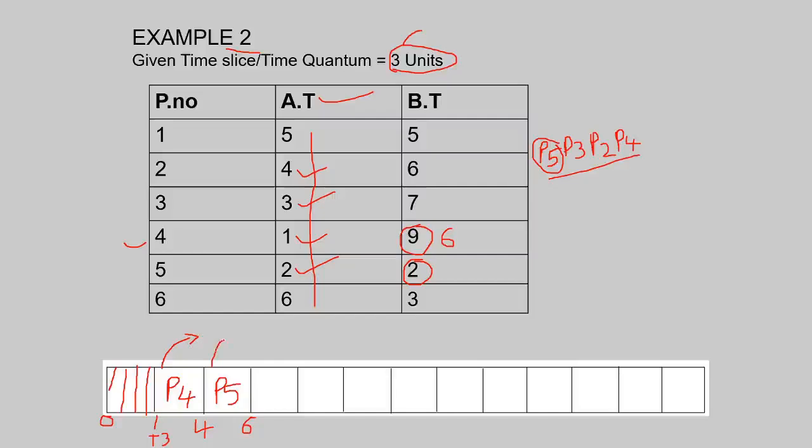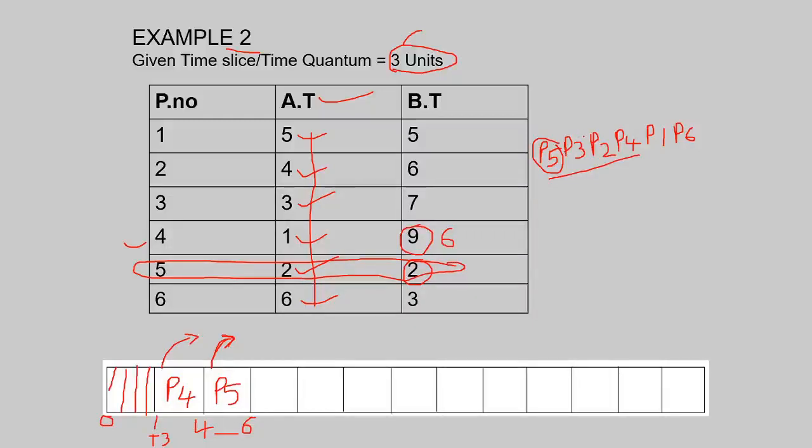Now check which of the other processes have arrived in the queue while P5 is executing from 4 to 6. At unit 5, process P1 has arrived, and at unit 6, process P6 has arrived. Now P5 has already finished its execution, so don't put P5 into the queue. P5 has finished its full execution, so remove it from the list.